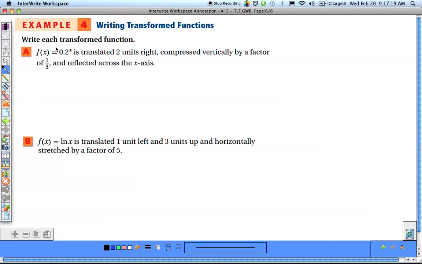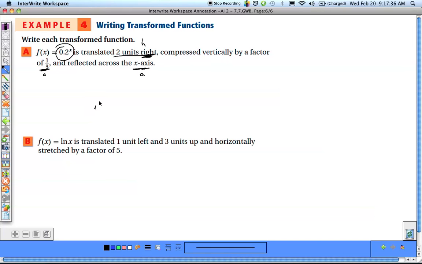So our parent function is 0.2 to the x power. It says translated 2 to the right. Well, going to the right, that means it's going to be the h. Vertically compressed by a factor of 1/3. Vertical stretch compression, that's a, reflected across the x-axis, that is also the a.